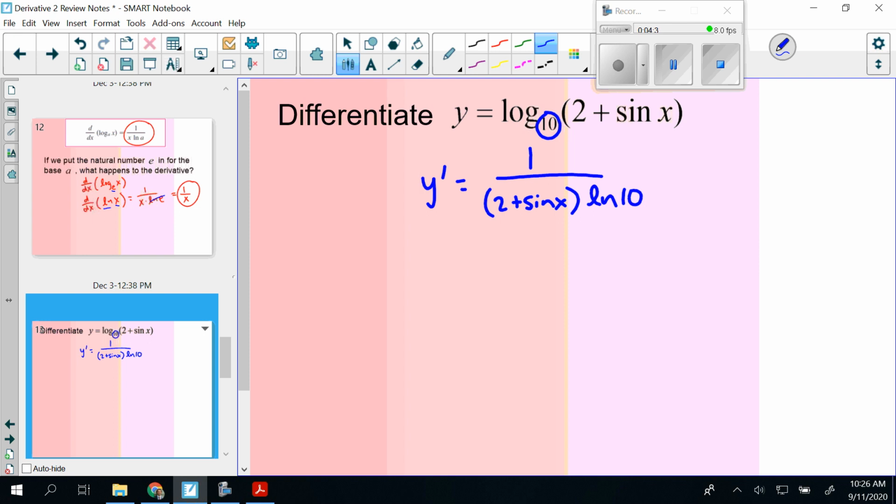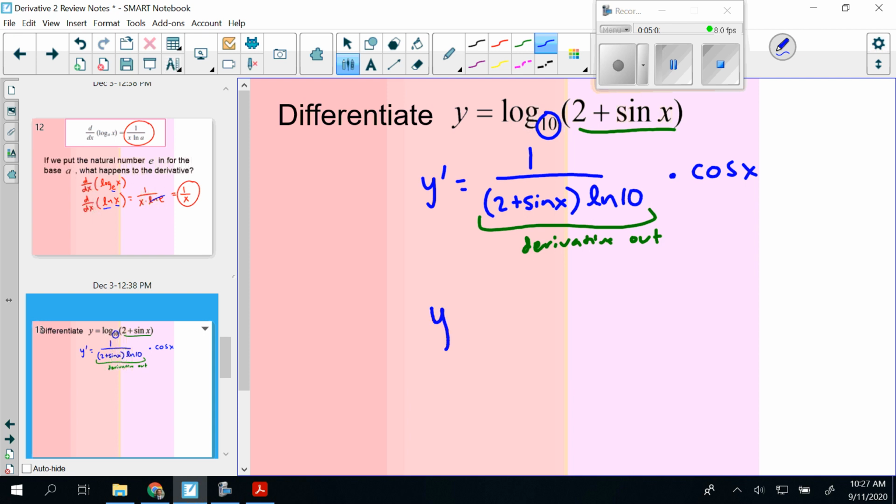However, we're not done here on this one. This one is chain rule because we're not taking log of x, we're taking log of all this other stuff. So all this would be the derivative of the outside, but when we're doing chain rule, we've got to do times the derivative of the inside. So what is the derivative of that stuff in parentheses? Well, derivative of 2 is 0, constant. Derivative of sine x is cosine x. So that would be our answer.